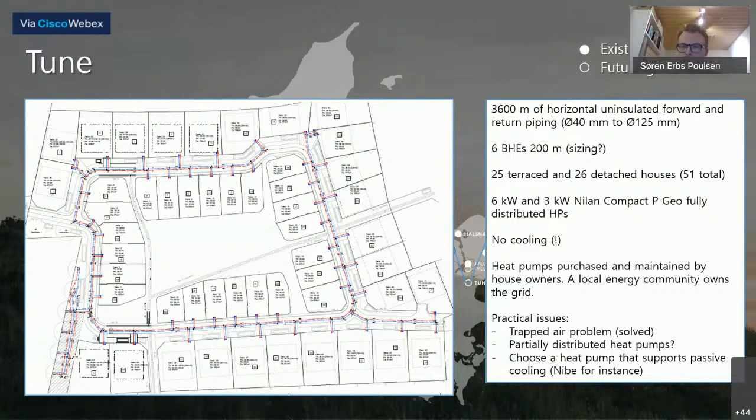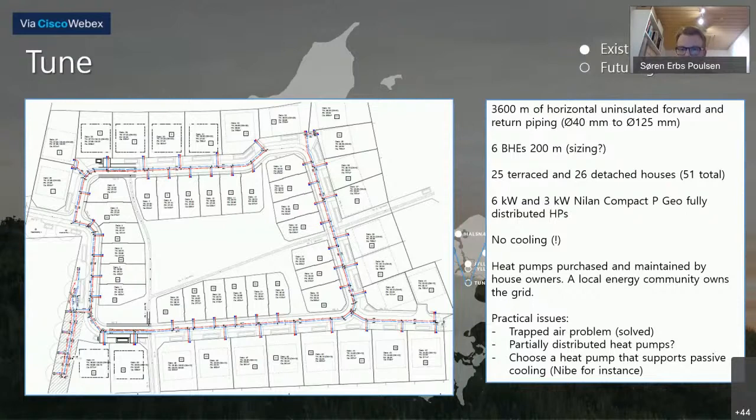Different business model here. Heat pumps were purchased and maintained by house owners, so it's their own responsibility. And a local energy community was formed for the grid that owns the grid. Practical issues, once again, trapped air. It was also considered whether to fully distribute heat pumps or only do it partially. So one heat pump could supply, for instance, 3 terraced houses, but this idea was abandoned because of the complexity that it introduces into the topology.